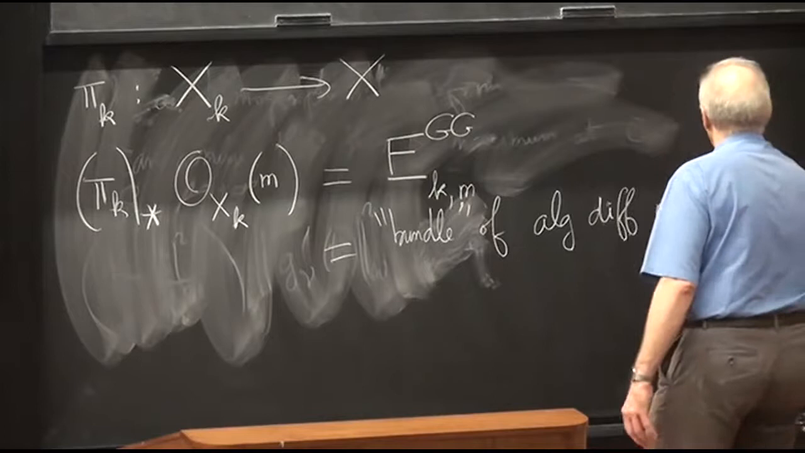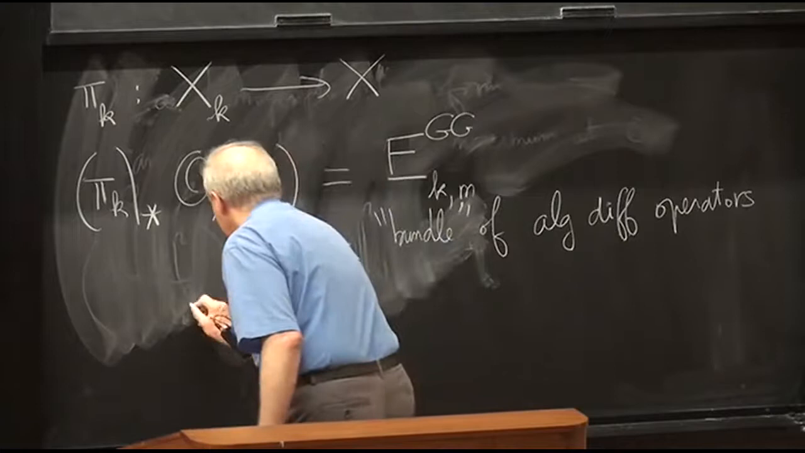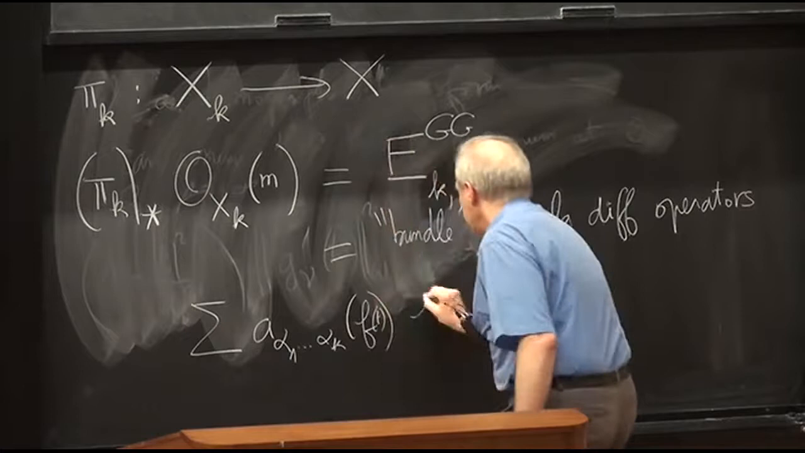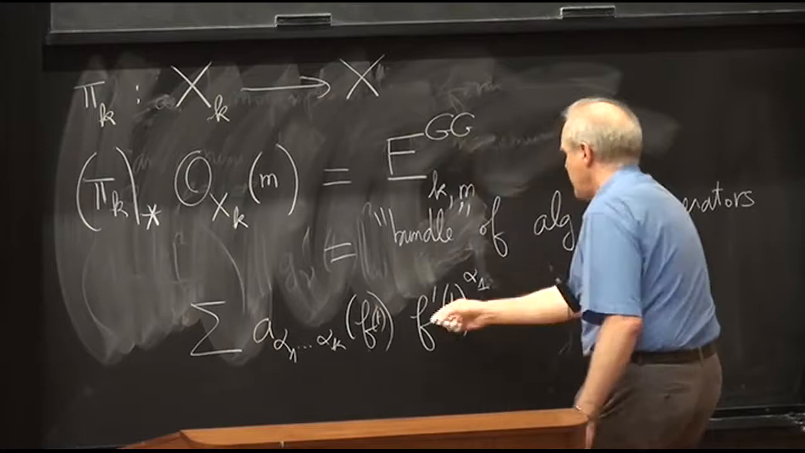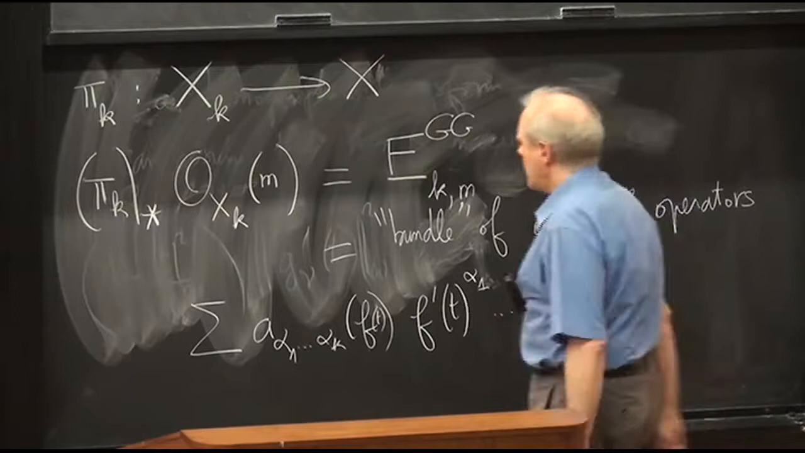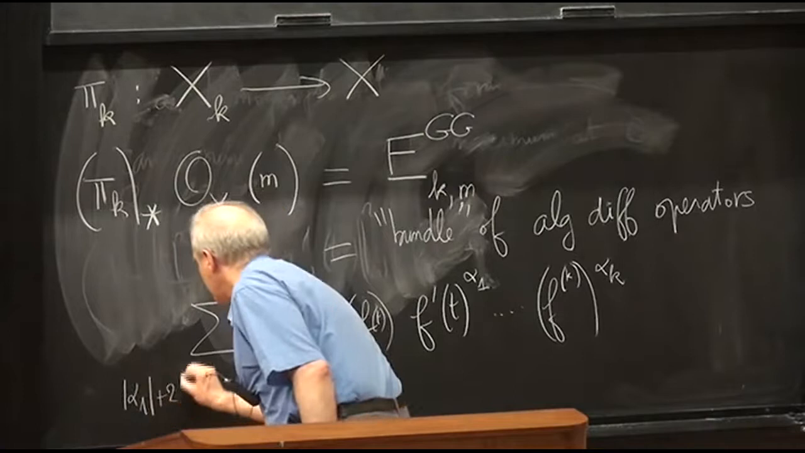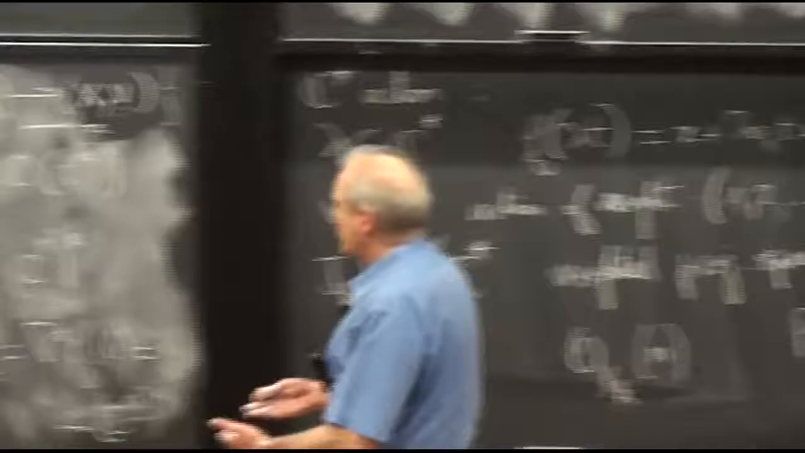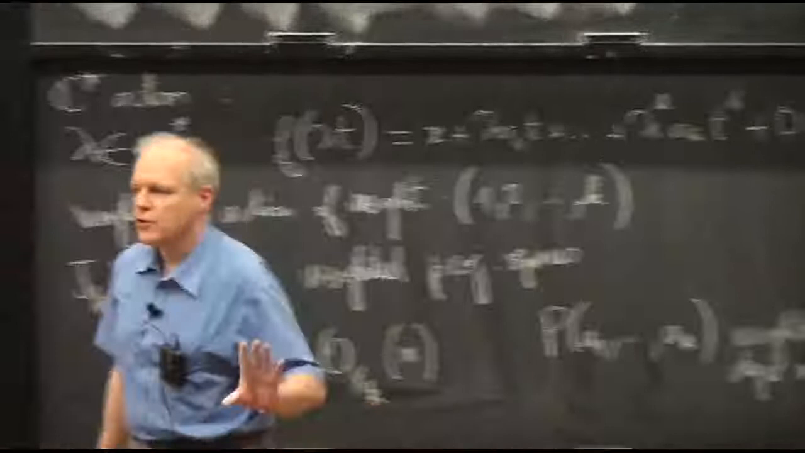And these are precisely the operators which are defined on a curve as a sum of some coefficients calculated where the curve is. Then you have an algebraic dependence on the successive derivatives. And the fact that you have a weighted degree m means precisely that the length of alpha 1 plus 2 times the length of alpha 2, etc., plus k times the length of alpha k is equal to m. So you can now understand the algebraic differential operators as sections of a line bundle.